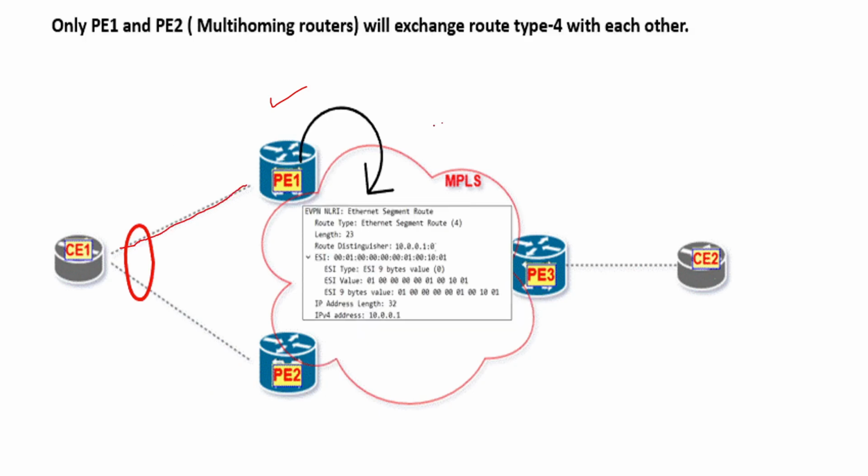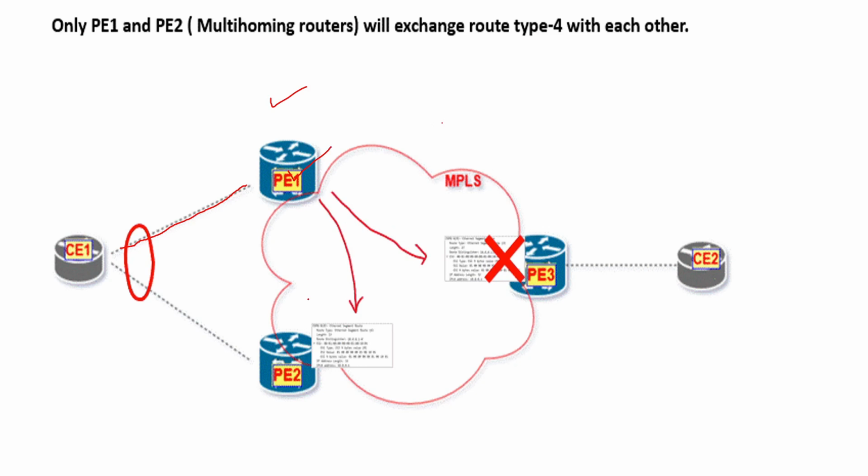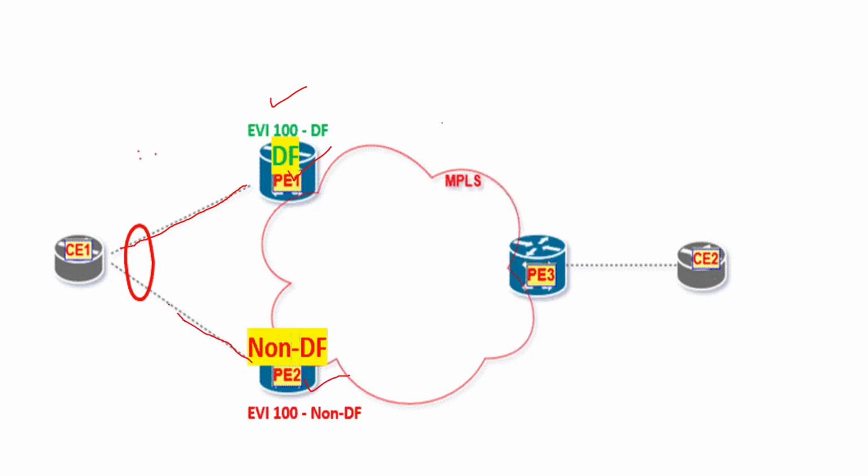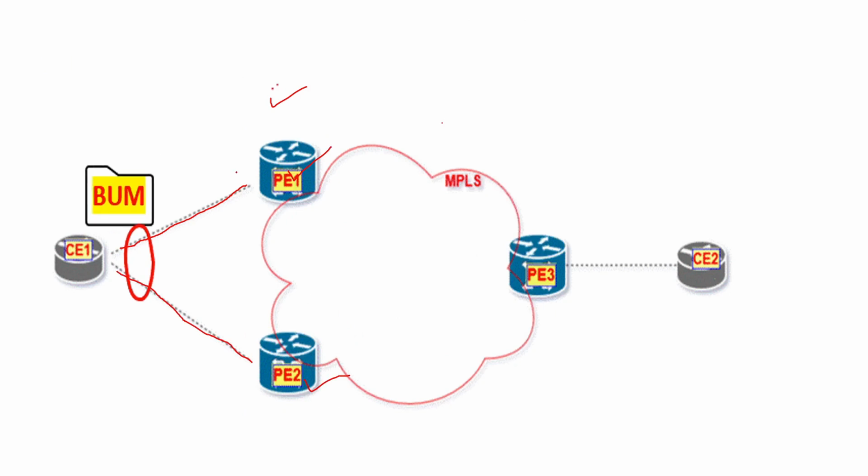You need to keep the ESI the same on both PE1 and PE2, because both are connected to the same CE router, so you need to maintain that ESI. But for single-homed routers, ESI is not required. By default it will be 0.